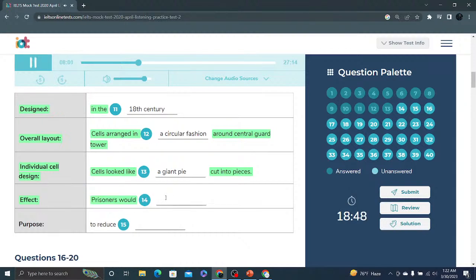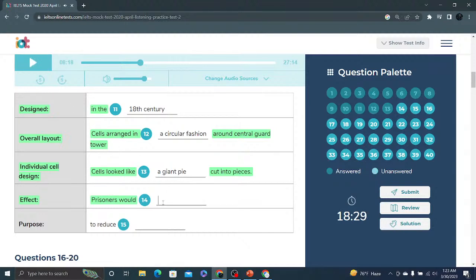Each triangular segment being an individual prison cell, with the watchtower at the centre. What made this design so clever was the fact that only one guard was needed to watch all the prisoners. As a result, fewer guards were needed, reducing cost and manpower.